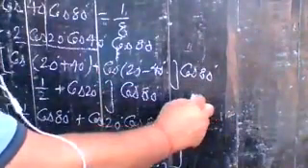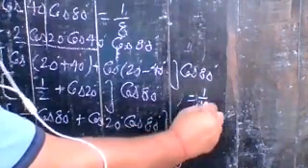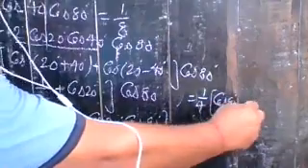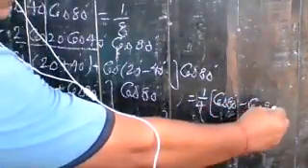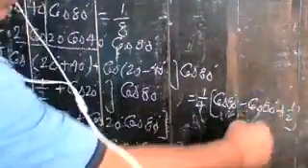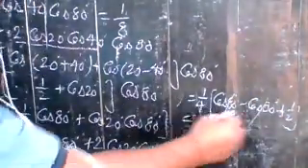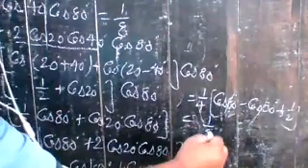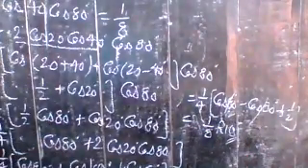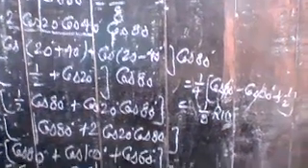So that is equal to 1 by 4 into cos 80 degree minus cos 80 degree plus 1 by 2. So that cancels out, and 1 by 4 into 1 by 2 is 1 by 8. That is your right side. Note it, beta.